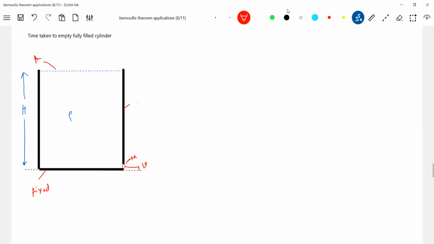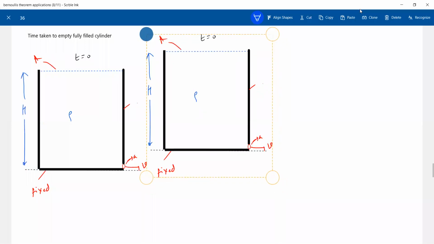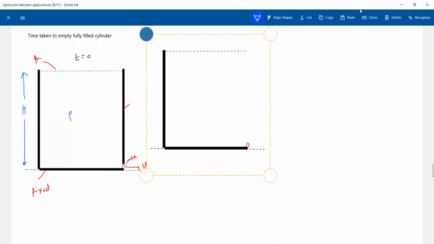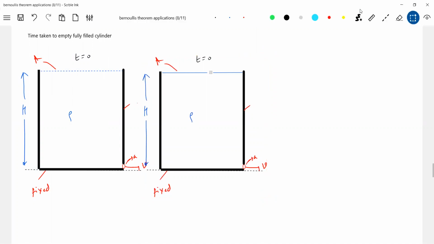So it all depends upon the hole, no? So at any instant of time, this is at t equals 0. I'll take one more diagram. Very simple idea. Oh, no, the level of liquid.